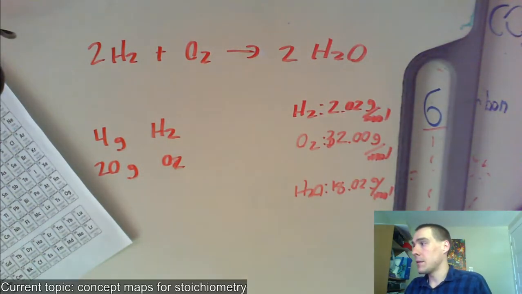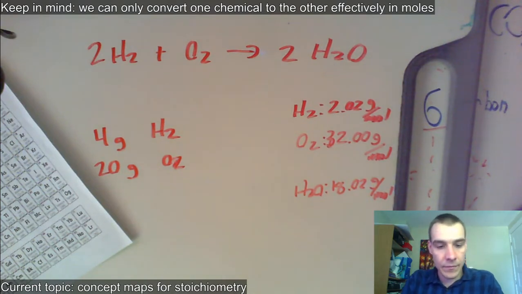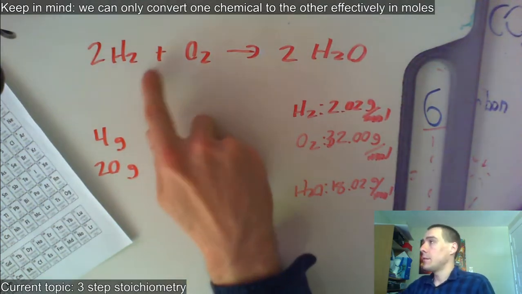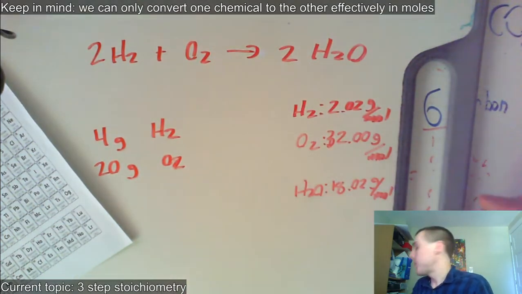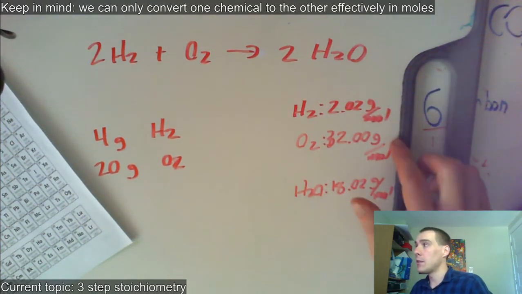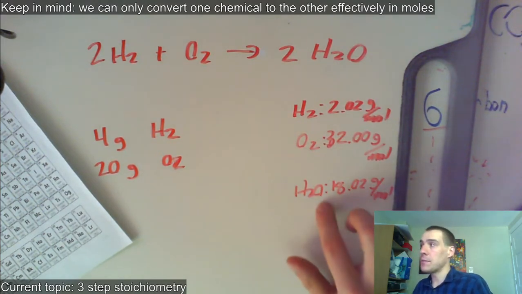Oh, I should put up the current topic and the keep in mind. And we're not doing concept maps, we're doing a practice problem. I've put up the molar masses: 2.02 grams per mole for the H2, 32.00 grams per mole for the O2, and 18.02 grams per mole for the H2O.